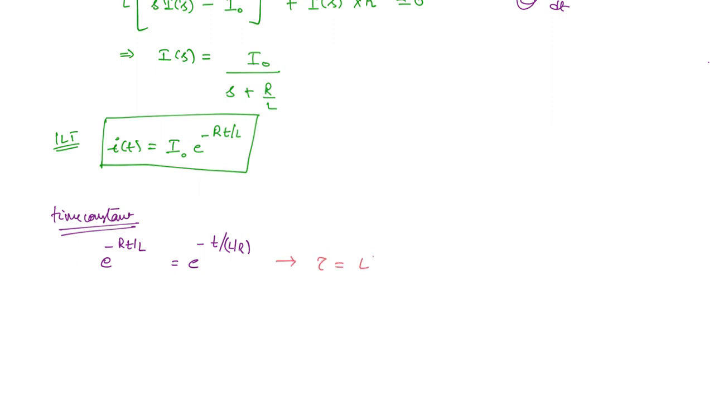Tau is equal to L by R. Even in the case of the RC circuit, what did we get? Minus t by RC. So in the denominator you have RC, so you can simply write tau is equal to RC. So we will take the source free RC circuit on one side and the source free RL circuit on the other side.